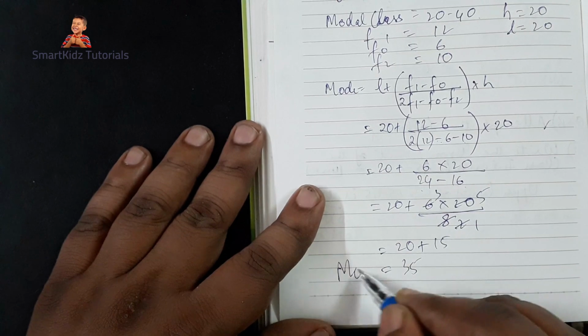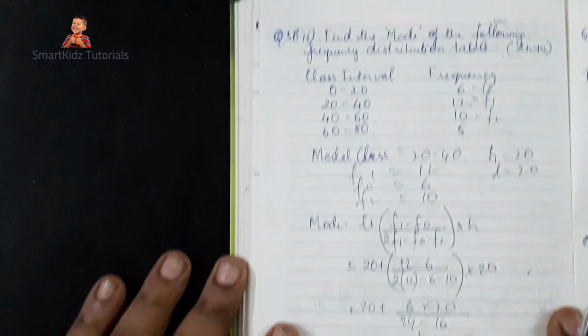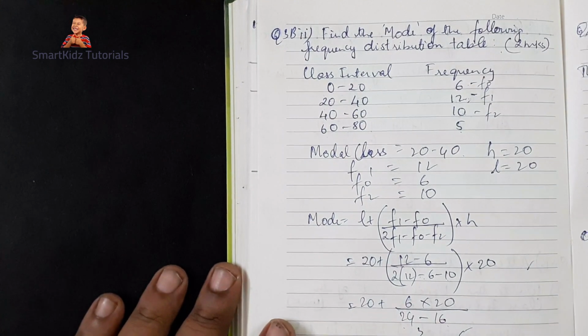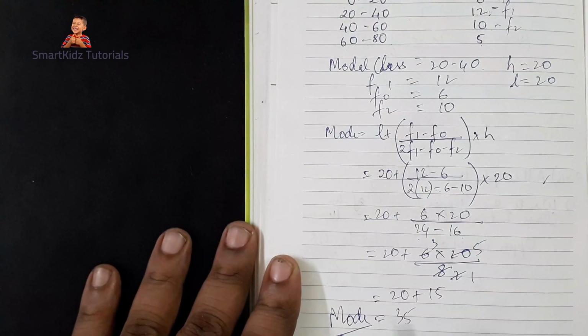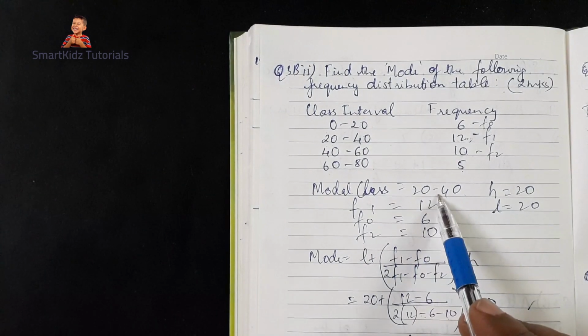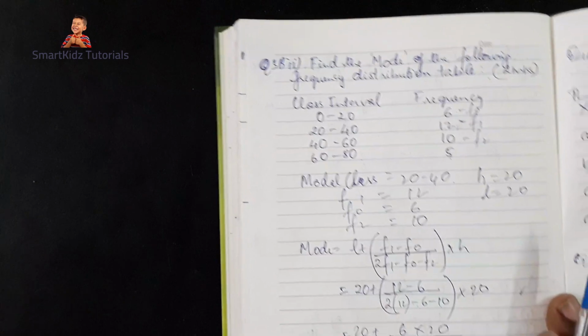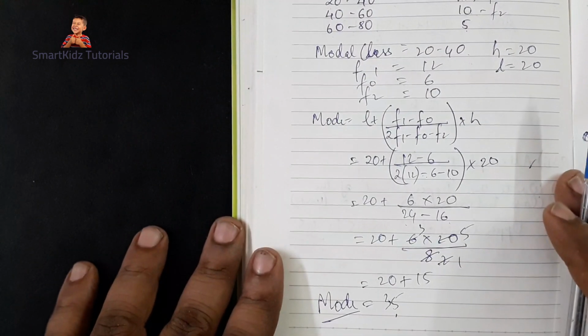So that is the mode, and that is the answer to this particular question. So the mode that you get should always fall in the modal class that you have got. Okay, so 35 falls between 20 and 40. Just remember this part.